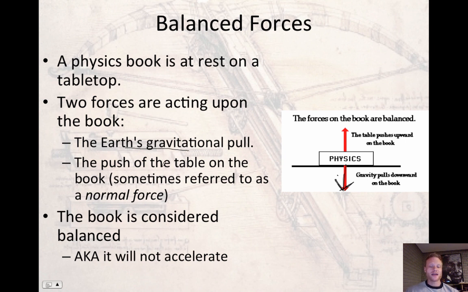Okay? The table has to be able to resist that force. If it didn't, the book would just go right through the table. So it must be resisting that force. It actually must be balancing that force, because if it wasn't balanced, the book would start to move. So the table is balancing the force of gravity through something called a normal force. And the normal force is just a force that's always perpendicular to the surface of whatever the object is on.